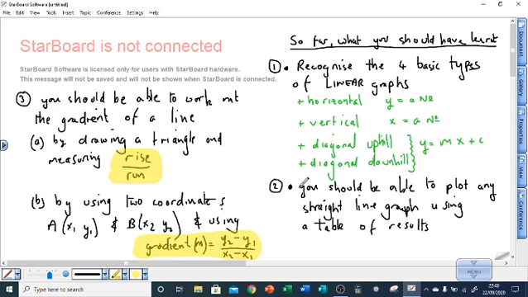The second thing we looked at is that you should be able to plot any straight line graph using a table of results. And we did a few of those, and there were certainly some of those for homework, which I'm going to have a look at the next time I see you.